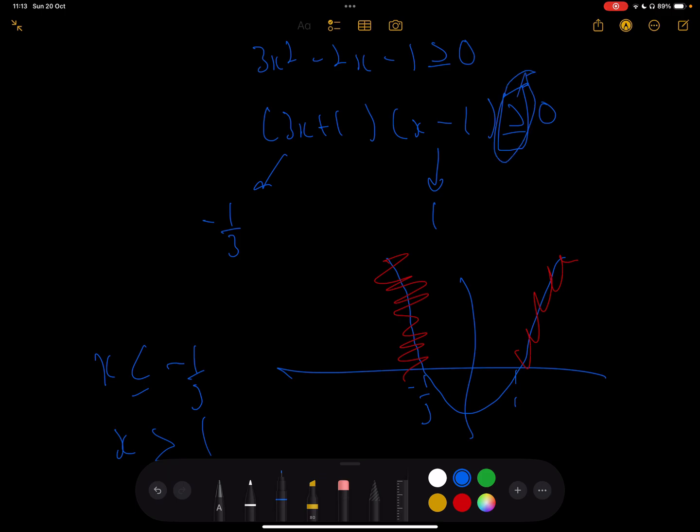Where's y greater than 0? Well, it's all the way up over here and here. Then what does that mean for the x values? Well, that means that it's greater than 0 where x is greater than 1, because it's greater than 0 over here, and where x is less than or equal to negative a third, which is this section here. Alright.